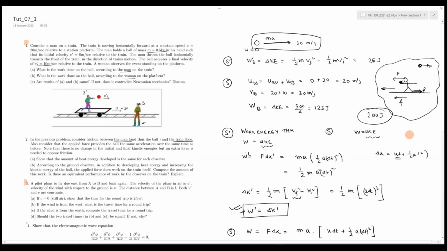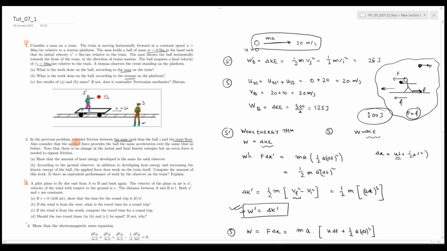So now, as we know that the person is not moving on the train, this F is nothing but equal to the F. So this F is actually coming because of the friction itself. Do you guys agree with me or not? So whatever force we are giving to the ball is coming only because of the friction.